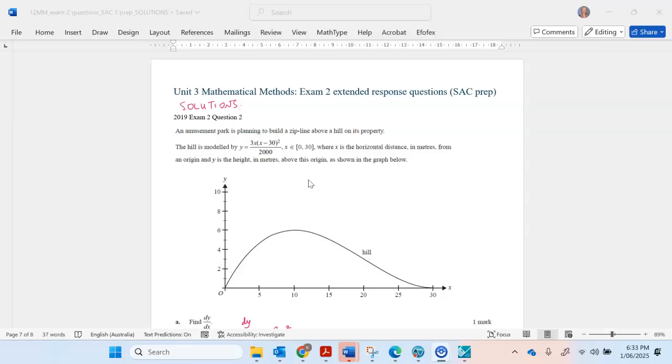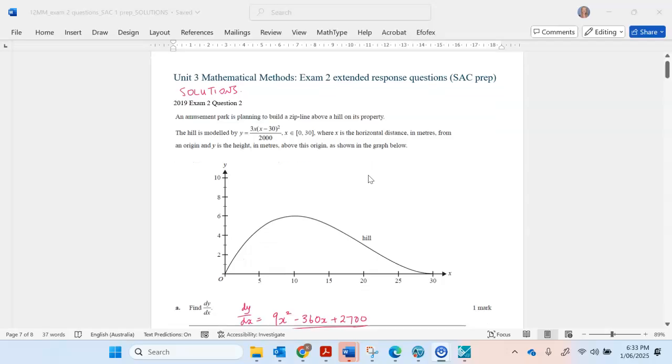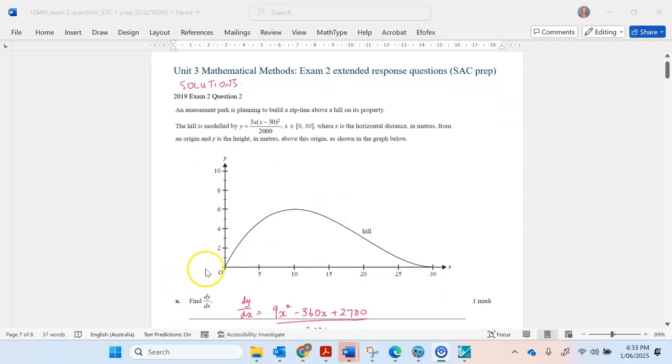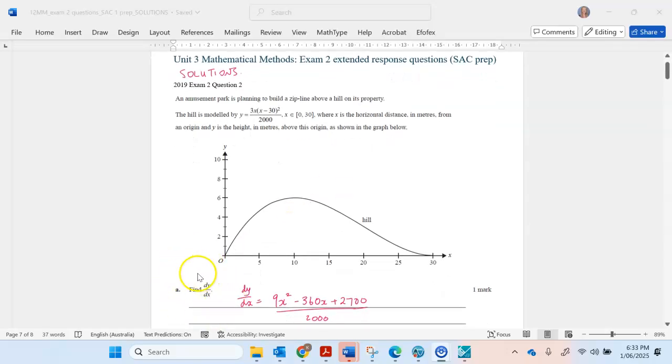All right, so an amusement park is planning to build a zip line above a hill on its property. The hill is modeled by this function here from 0 to 30, where x is the horizontal distance in meters from an origin and y is the height. All right, beautiful. So the very first question asks us to find the derivative. It is only worth 1 mark. It is a tech active exam. You just do it straight on your calculator.